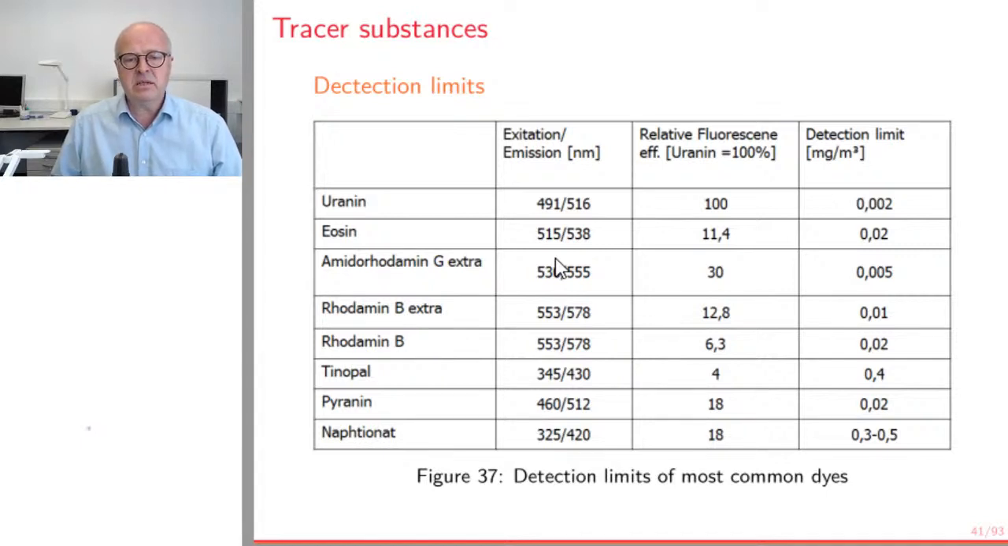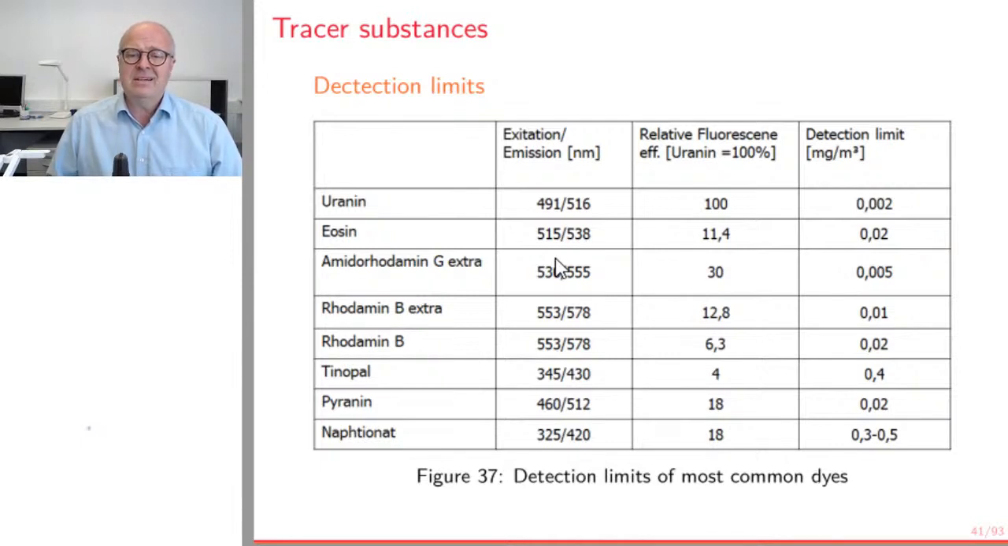Now, if we look at the others, eosine has a lower detection, or higher detection limit if you want, a factor 10 higher, and the relative fluorescence is also a factor of 10 lower. So you need 100 times more, actually. Let's go to the others that we could apply in groundwater. Pyranine, 0.02, like eosine. Efficiency is a bit higher, so relative fluorescence is 1/5 of uranine. Detection limit is 10 times higher, so factor 50 more substance.